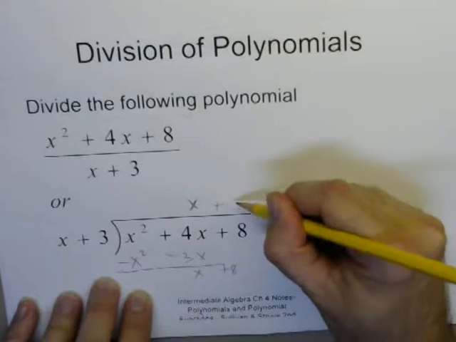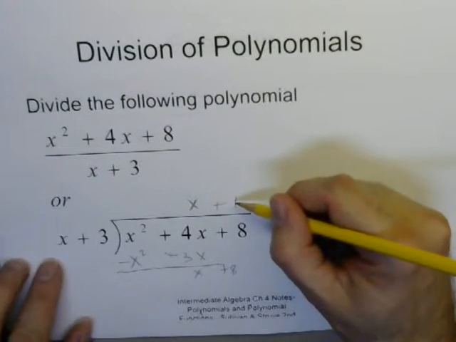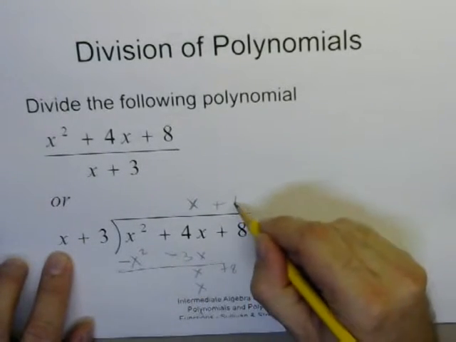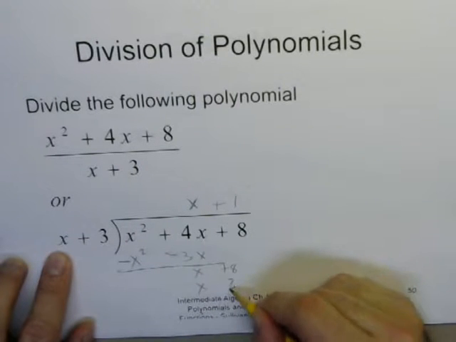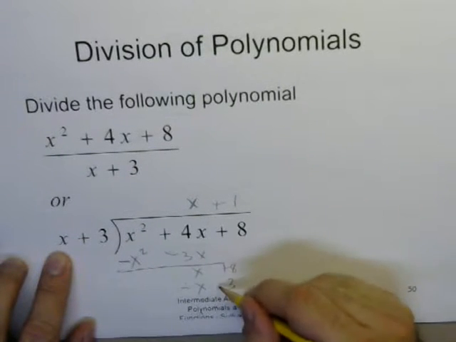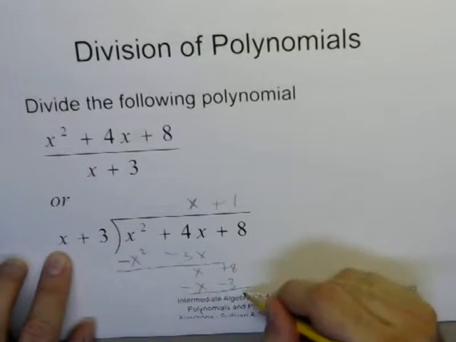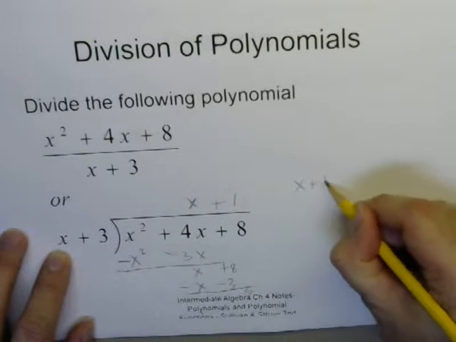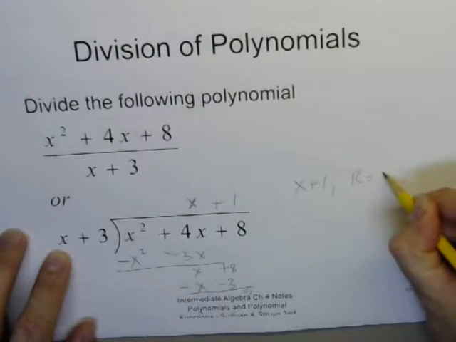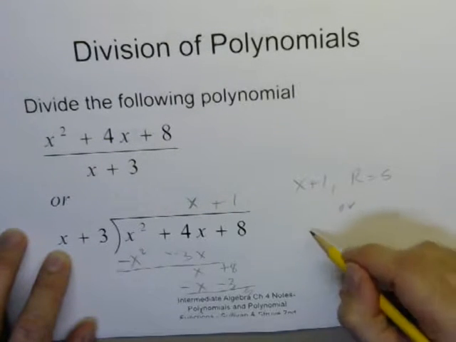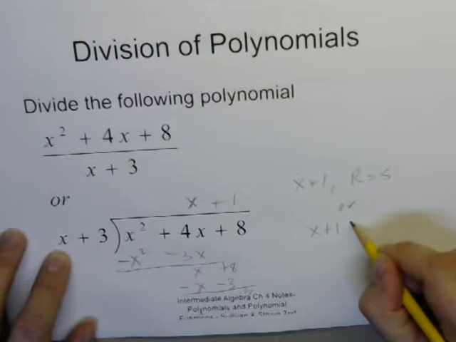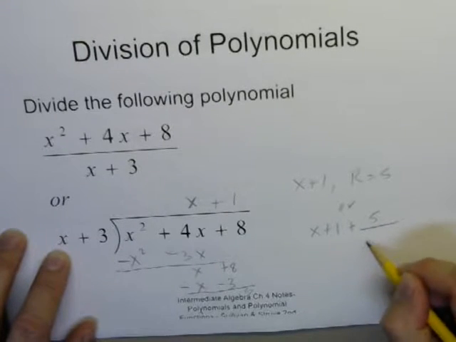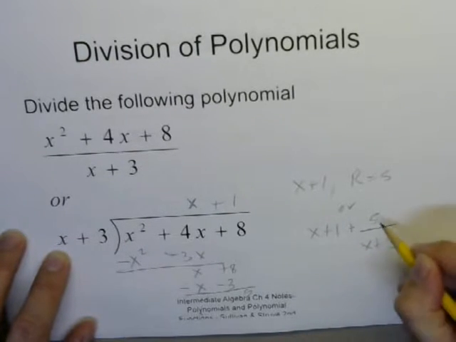So then just go ahead and multiply that by 1. So you'll get 1 times x, which is x, 1 times 3, which is 3. Again, you'd want to subtract each one of those. So you'll get 8 minus 3, which is 5, and then that's your answer. So the answer is x plus 1 with remainder equal to 5. Or a better way to write it, again, would be the quotient plus the remainder over the thing you're dividing by, or the divisor, right?